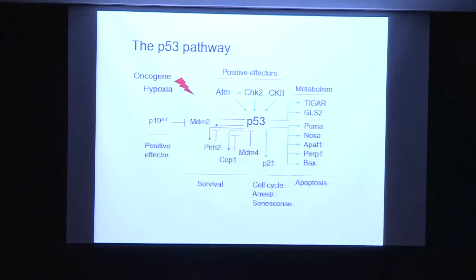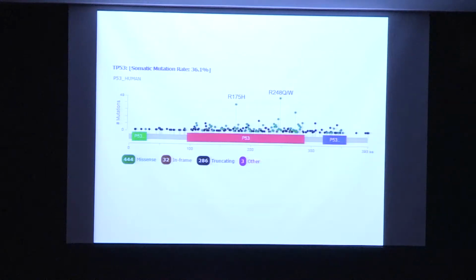So what I'd like to show you next is just a line drawing of P53. It's about 393 amino acids long. It's a transcription factor, so here at the N-terminus of the protein is the transcriptional activation domain. In the middle is the DNA binding domain, and at the end is a tetramerization domain. So P53 actually forms a tetramer to bind DNA and to activate transcription.